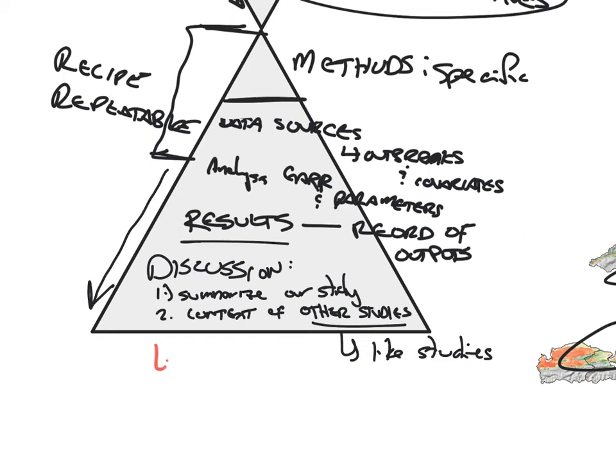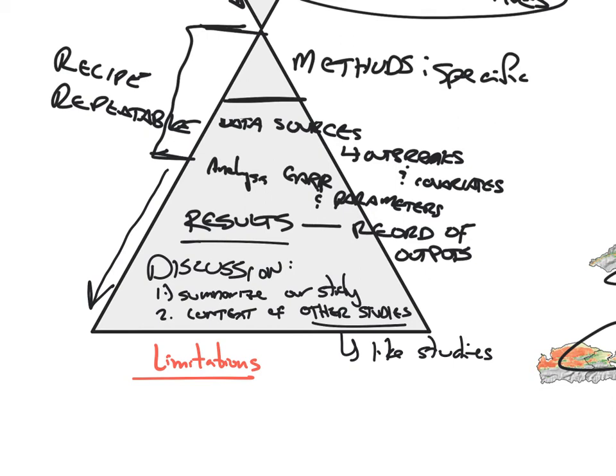Our next goal in the discussion is to present limitations. Every study has limitations. There are limitations on our data source. We never have enough data to make a perfect model. Our modeling system or our analysis of choice will have assumptions that will be described in the methodology and limitations that will be described in the discussion. The GARP modeling system isn't an ideal niche modeling system, so we have to work within the limitations of that.